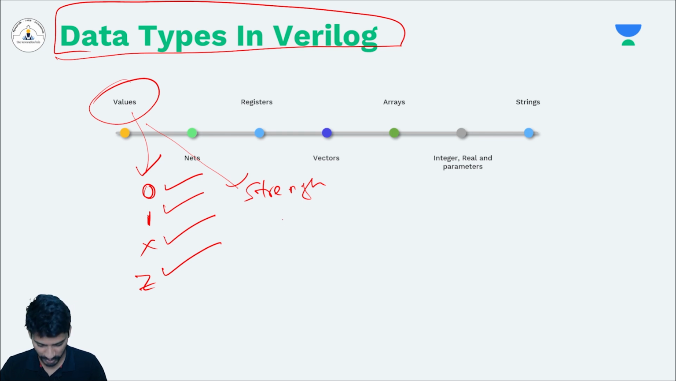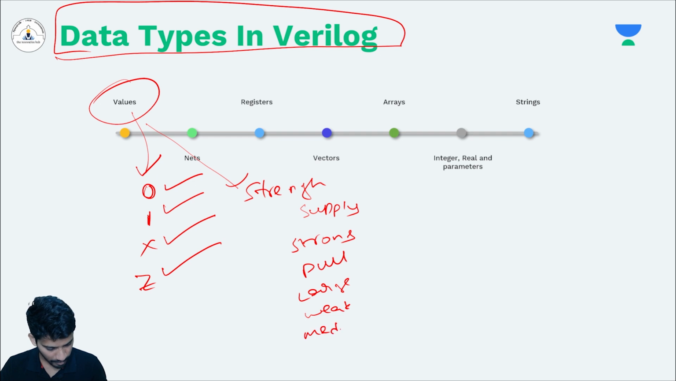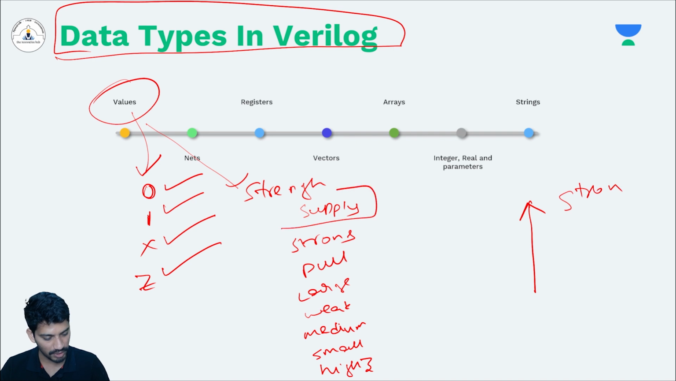There are 8 different strengths: supply, strong, pull, large, weak, medium, small, high impedance. So the driving strength is from high to low. The supply is the strongest strength, and high impedance is the weakest one. So what is the use of these strengths?